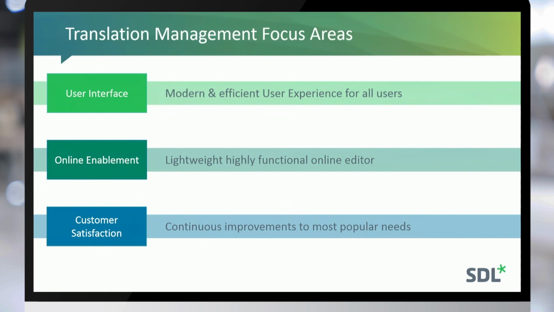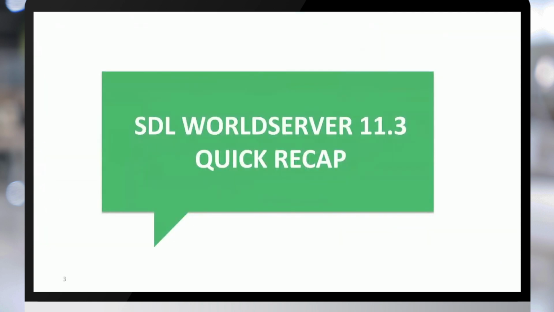Online enablement, so this really is about the online editor, and there's some updates to provide you with for that particular piece. And then customer satisfaction, of course, is a given. This relates not only to fixing defects, but also to listening to customer enhancement requests and prioritizing those and delivering those as the roadmap allows as we go through, also delivering on our strategic objectives. So those are the three main focus areas that we have. Nothing too surprising there.